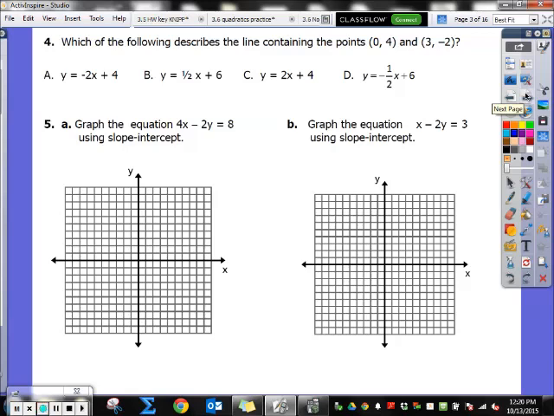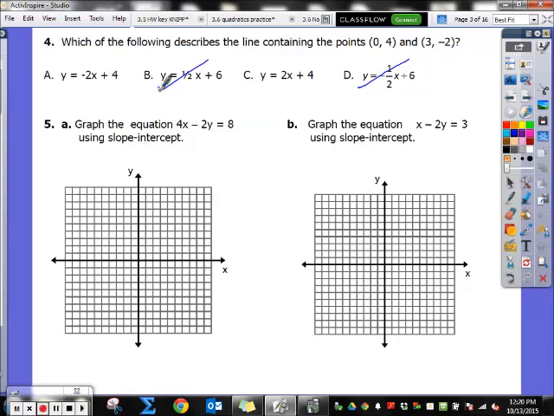Number 4, which of the following describes the line containing the points (0, 4) and (3, -2). There are several ways you can do this problem. First thing I would do is, since the ordered pair (0, 4) is given, and that is my y-intercept, and all of my answer choices are in slope-intercept form, I would mark out any answers that did not have a y-intercept of 4. So that would be D and B.